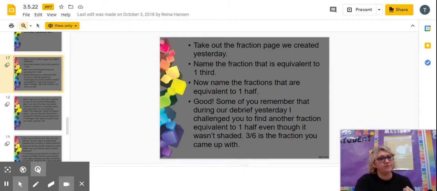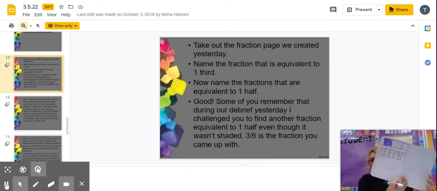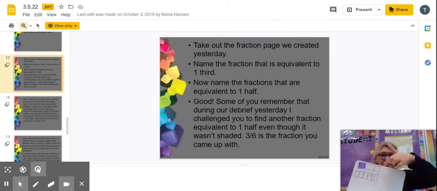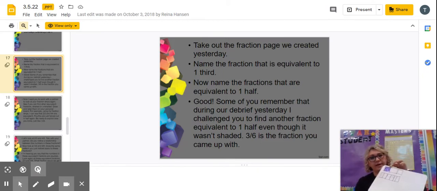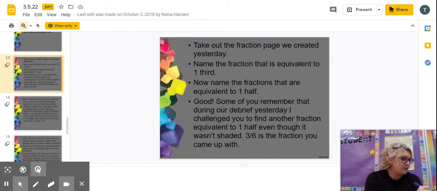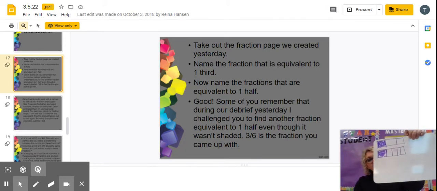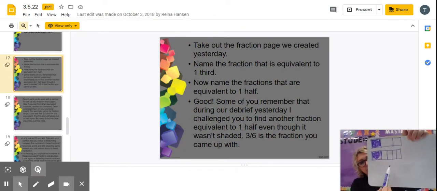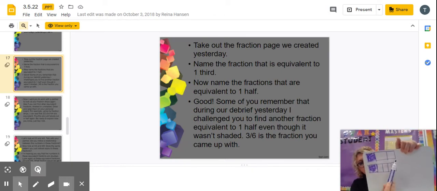Hold on, let me draw them for you. Okay, so here I have 1/3 on top, right? So 1 box up here, and we have 3 boxes. Down here I've done 6. So I'm going to do 2 of those because 6 is twice as big as 3, and 2 is twice as many as 1. So an equivalent fraction to 1/3 would be 2/6.